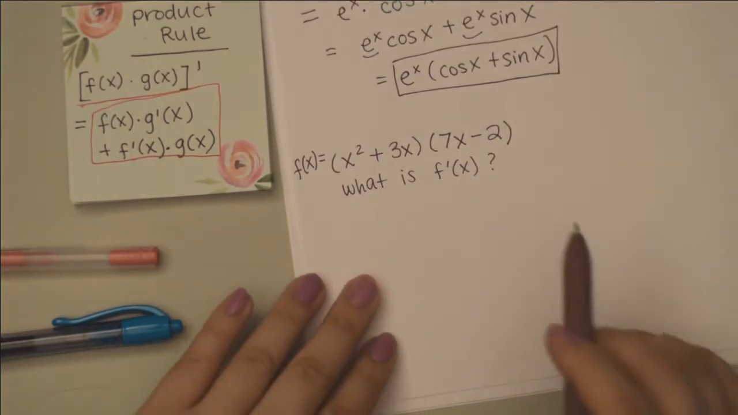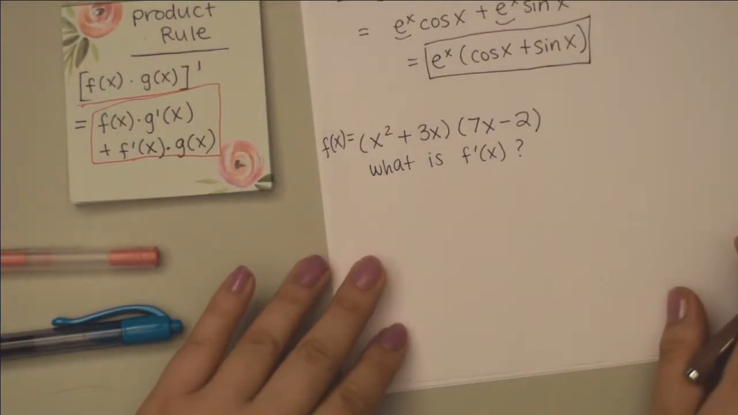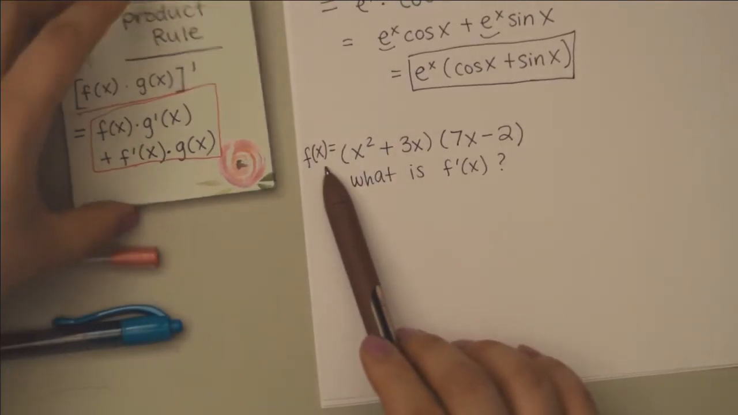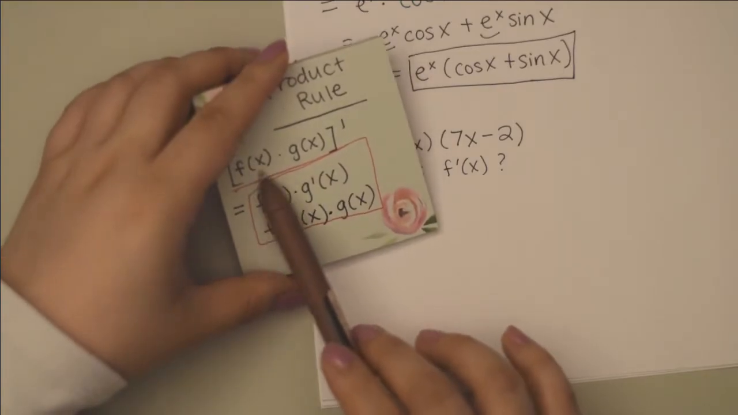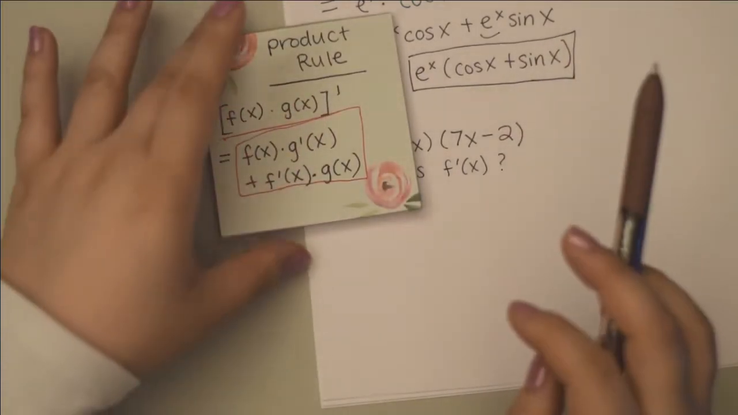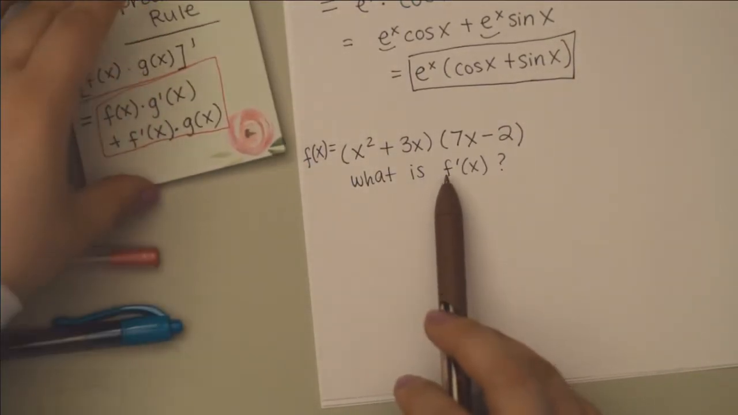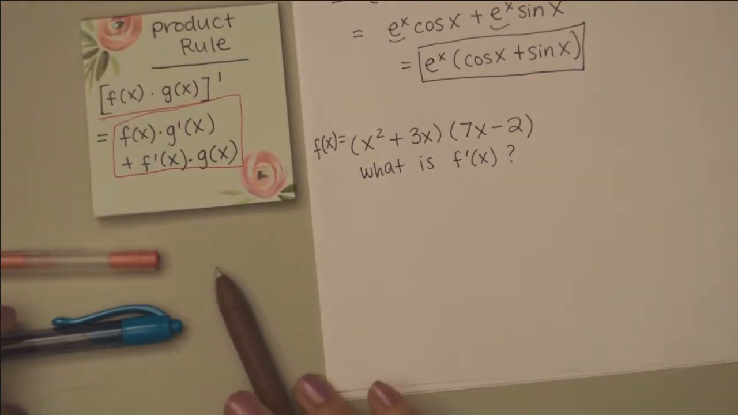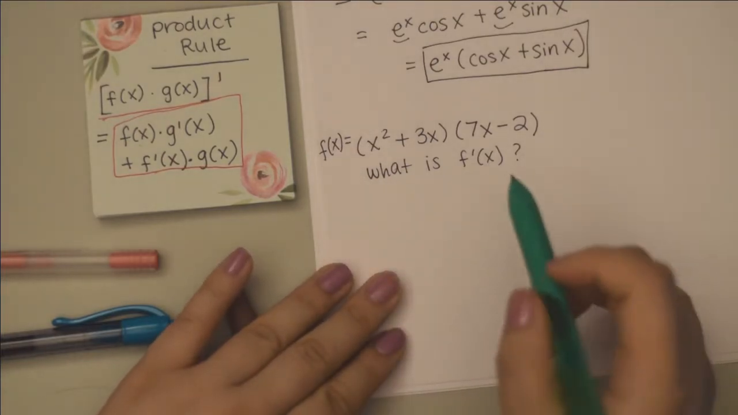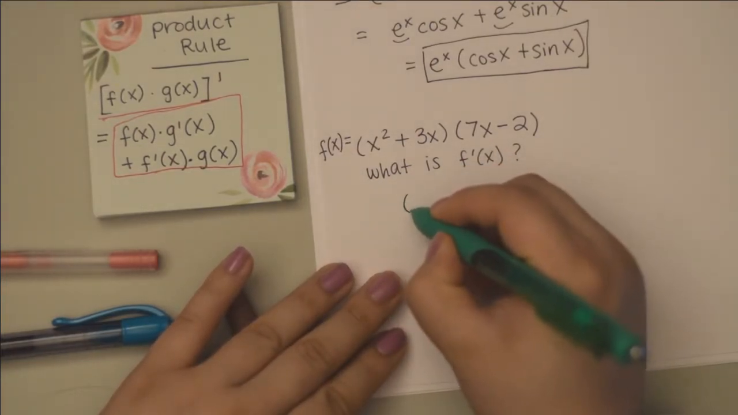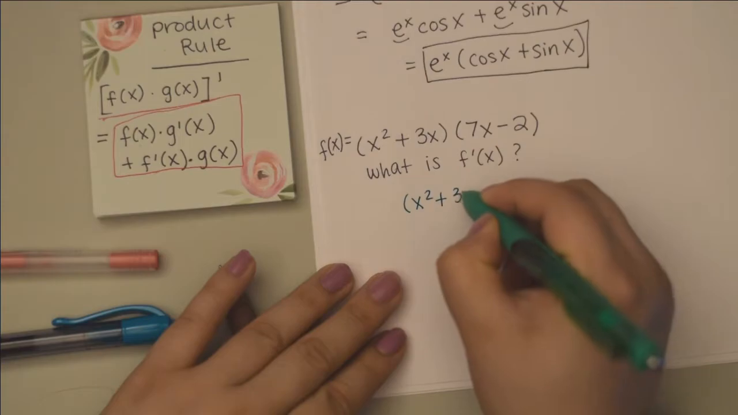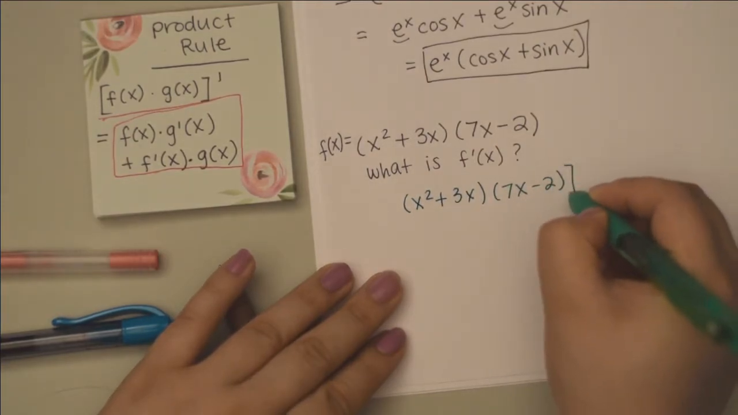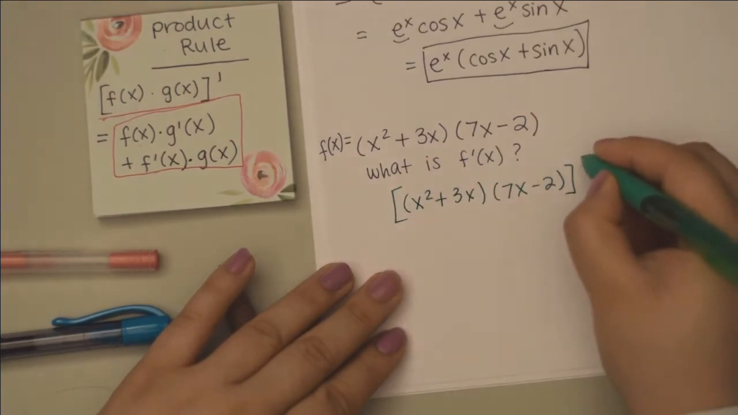And so here you would notice that this f of x is not the f of x in this rule, right? When we find the derivative of this product, in this case, you're really just finding f prime of x. So we're doing x squared plus 3x times 7x minus 2, prime. Okay?